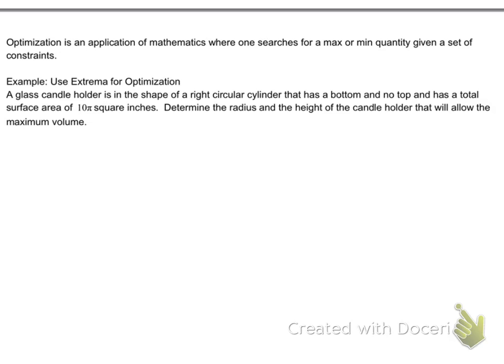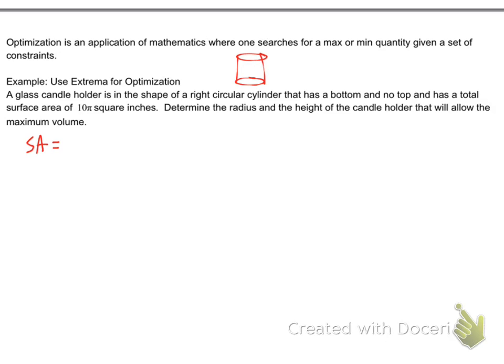So, I'm looking at this saying, first of all, I need to know some background information. I need to know what the heck is a circular cylinder. A circular cylinder is just a can. It's a cylinder with a circular base. Okay? Now, it also tells us that it has a total surface area of 10 pi. So we probably should know what the surface area of a circular cylinder is that has no top.